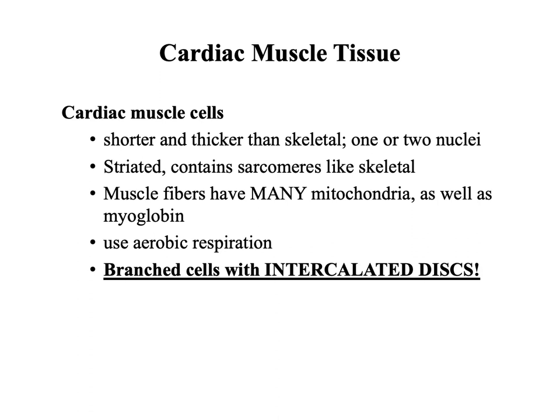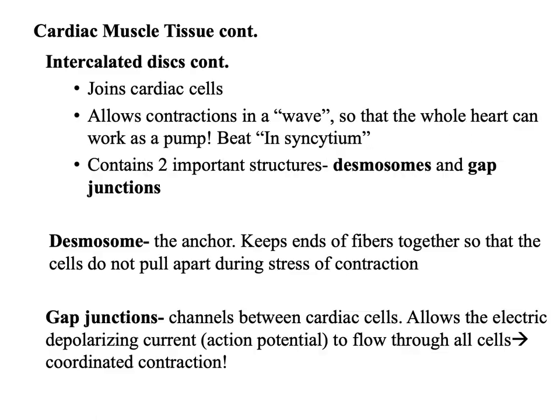Of course, you need lots of oxygen to make your heart go. So cardiac muscle cells are loaded with mitochondria. And they still have myoglobin too, just in case we need that emergency oxygen. Only uses the aerobic pathway. Does not use the anaerobic pathway.